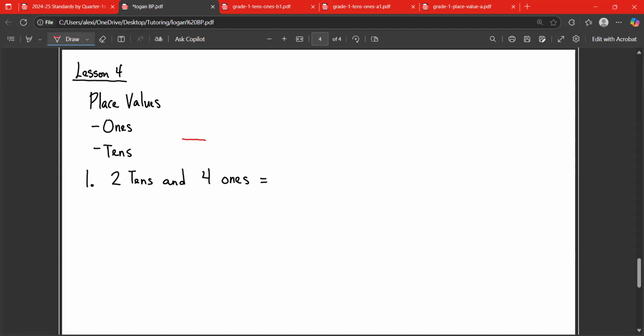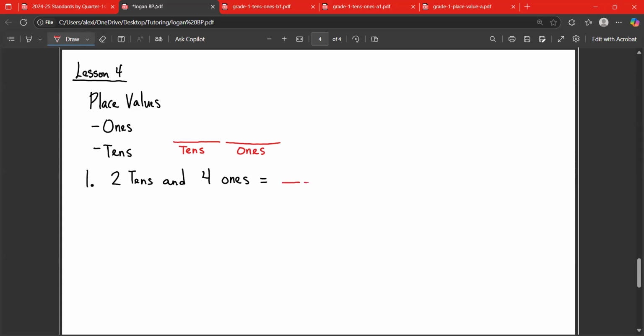When I think about a 2-digit number, this place is the tens. So maybe I should write this a little bigger. There we go. So this place on the left is the tens. This place on the right is the ones. So we have 2 tens, 4 ones.